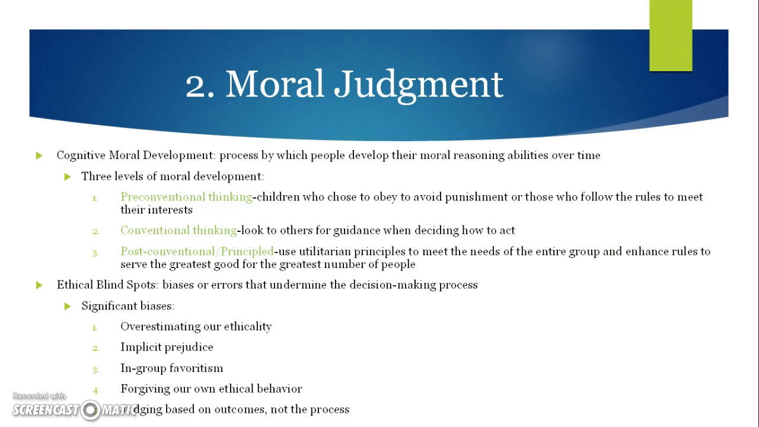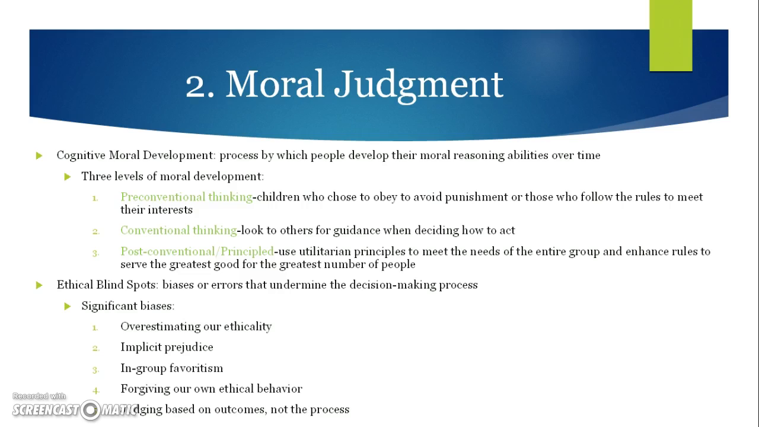pre-conventional thinking, such as children who choose to obey to avoid punishment, or those who follow the rules to meet their interests. Conventional thinking looks to others for guidance when deciding how to act. Post-conventional principles use utilitarian principles to meet the needs of the entire group and enhance rules to serve the greatest good for the greatest number of people.